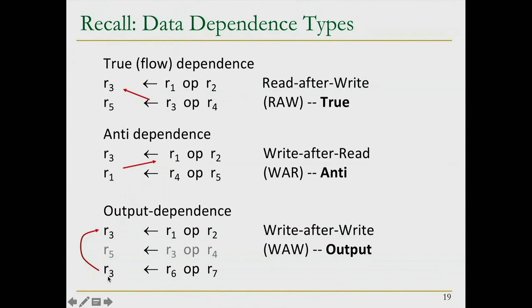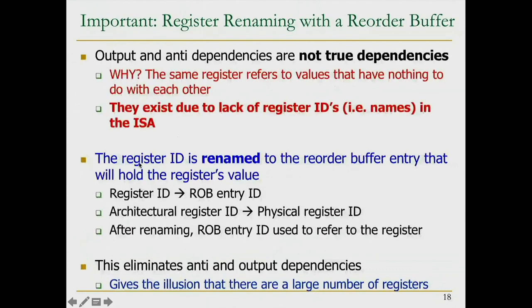These have nothing to do with each other semantically. This R3 is produced by this instruction, and this instruction can produce a completely different R3, and they're not communicating with each other. That's why these dependencies are not true dependencies, they're called anti and output, and we've essentially eliminated them. How have we done it?